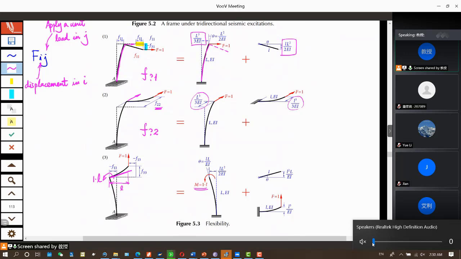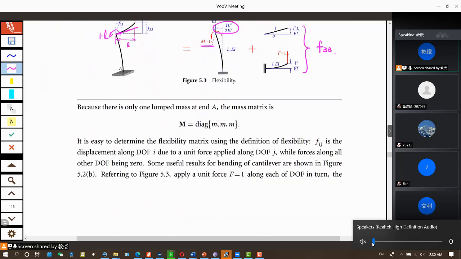Okay, and then we have the... okay, so the flexibility is determined here. There's a mistake here. This 3 should be 2, and that's 2. Okay, 3, 1 equal to this 2. Okay, so please change that.